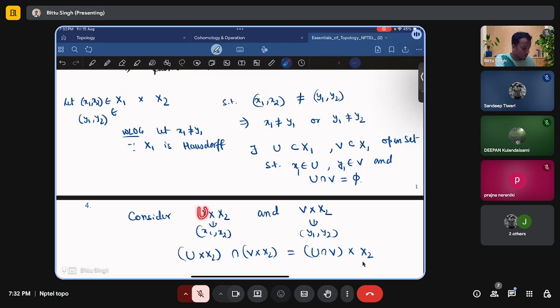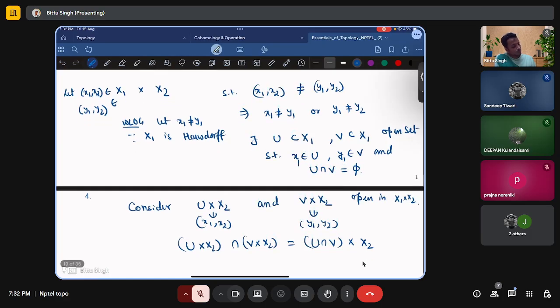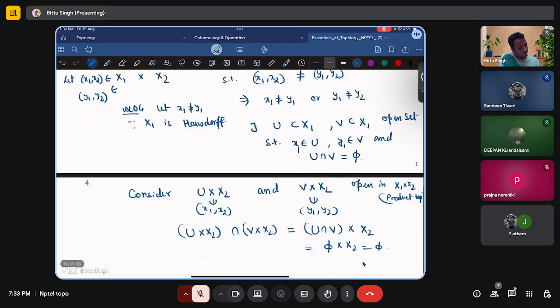Only finitely many components are some arbitrary open set, the others being the whole space. We are considering the finite case, so there is no issue. So a product of two open sets will be open in the product topology. This is open in the product topology, and the intersection is empty cross X2, which is empty. Therefore, we are done, right?